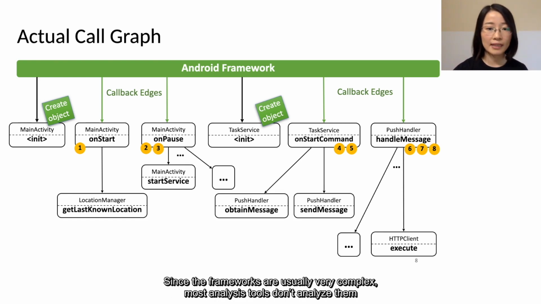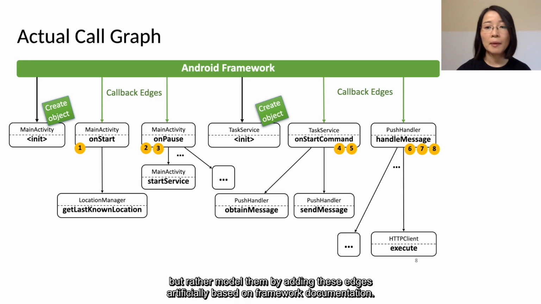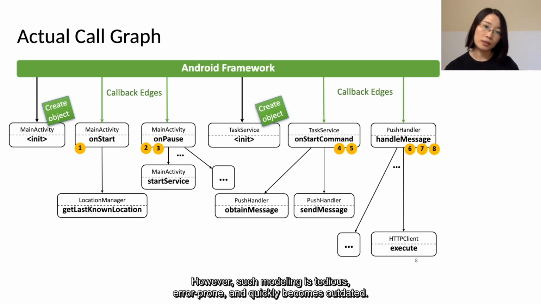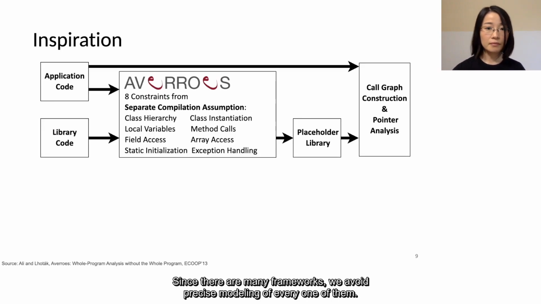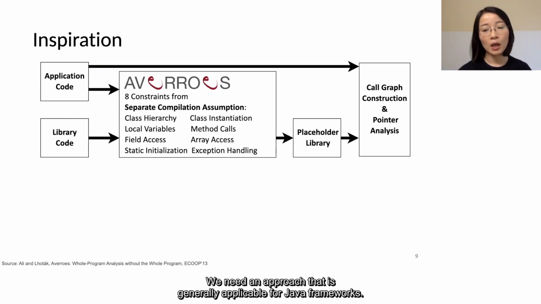Since the frameworks are usually very complex, most analysis tools nowadays don't analyze them but rather model them by adding these edges artificially based on framework documentation. However, such modeling is tedious, error-prone, and quickly becomes outdated. Since there are many frameworks, we want to avoid precisely modeling every one of them. We need an approach that is generally applicable to Java frameworks.